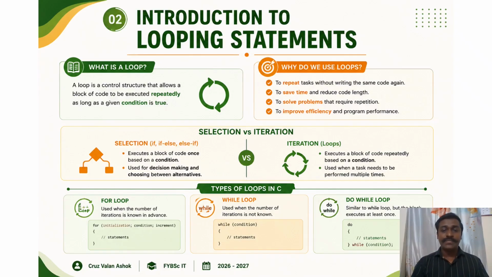We have three types of loops in C: for loop, while loop, and do while loop. The for loop is used when the number of iterations is known in advance, and the while loop when the number of iterations is not known. The do while loop is similar to the while loop, but the block is executed at least once.